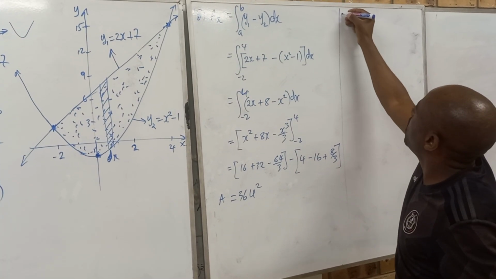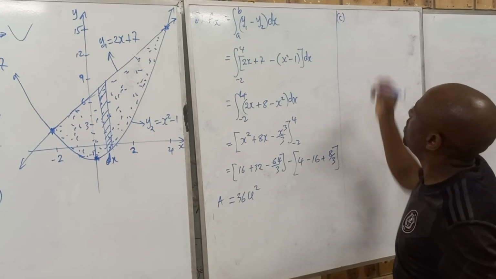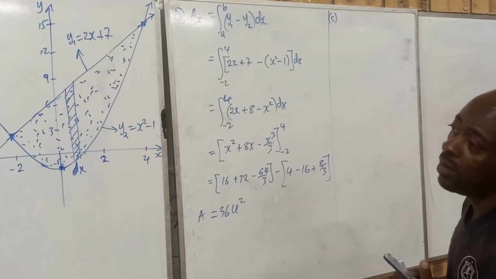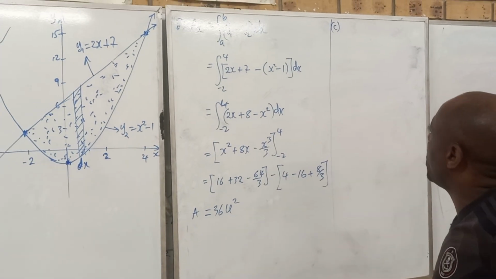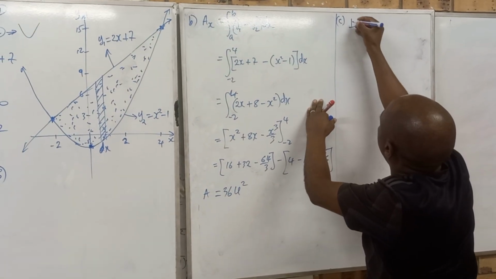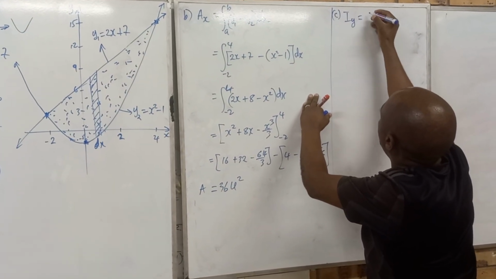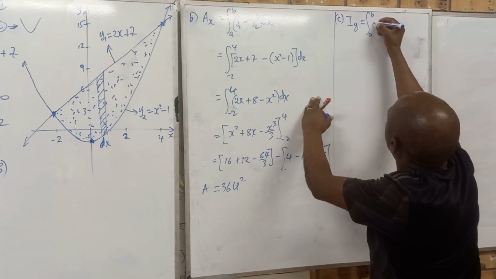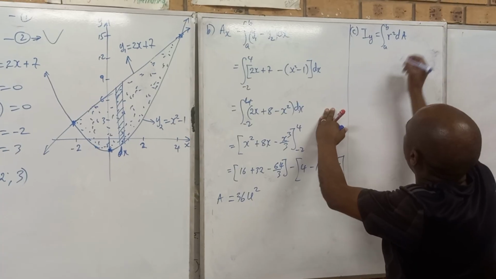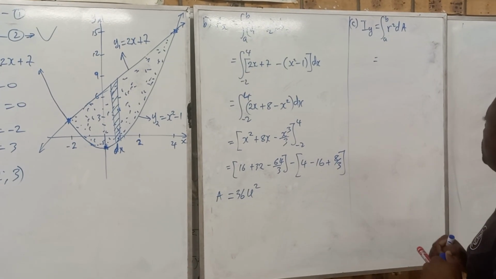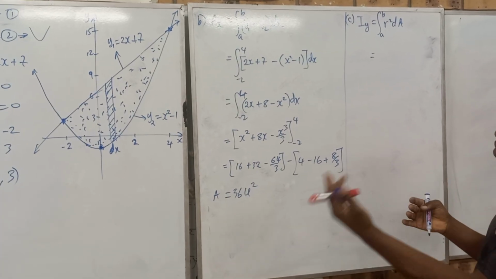Second moment of area, that is the C part. The second moment of area, about what axis? The question said about the y-axis. So for N6 students, you simply go to page 5 of the formula sheet and look for Iy, which is defined as the integral from a to b of r squared dA. So the way this thing is done, you're supposed to copy that formula, then you develop it using your diagram.